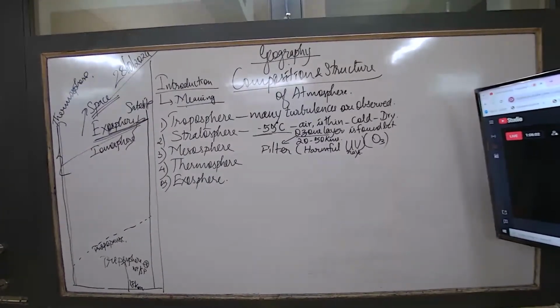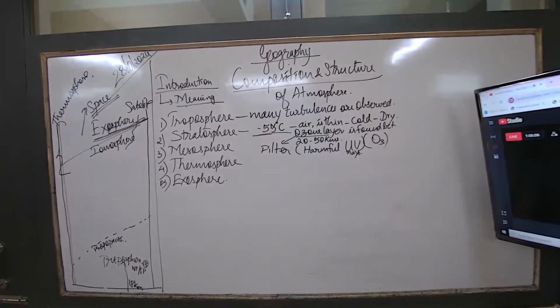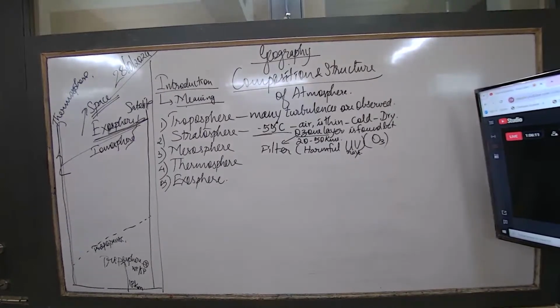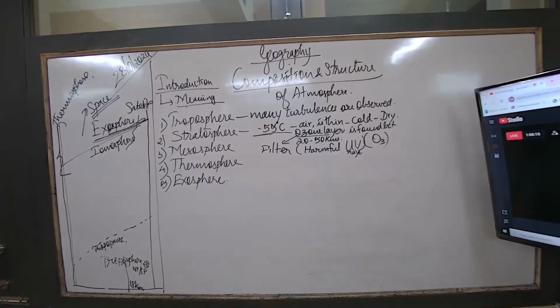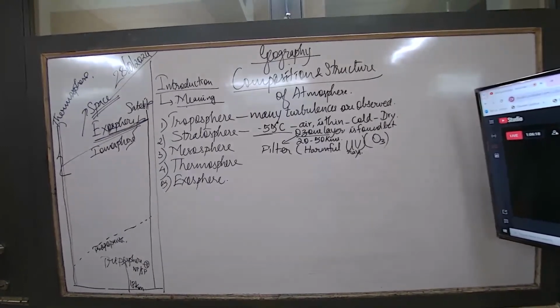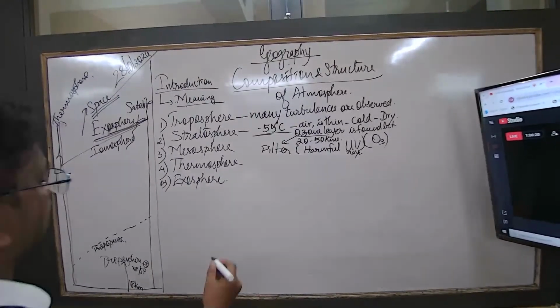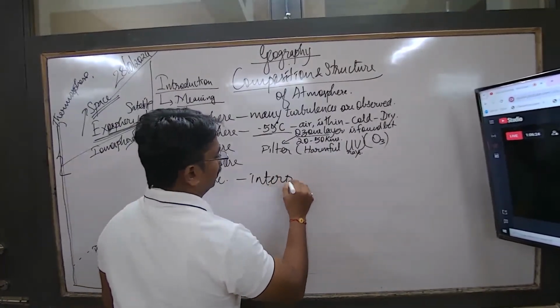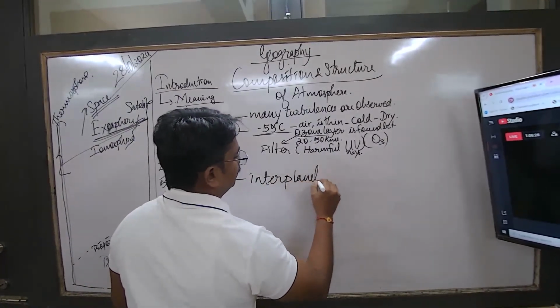Okay, on the exosphere we wrote uppermost layer. That is done with features. It gradually merges with interplanetary space. This is a nice word. Interplanetary space: space between the planets.